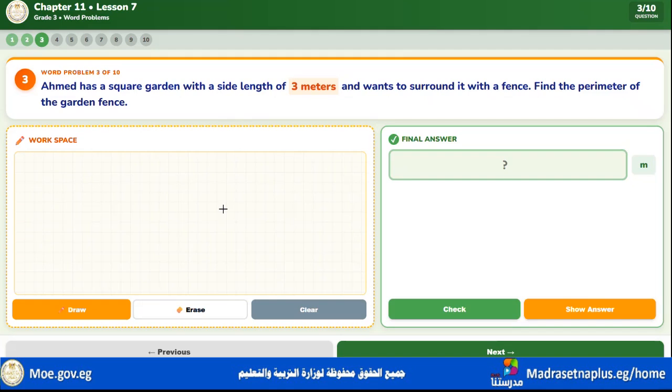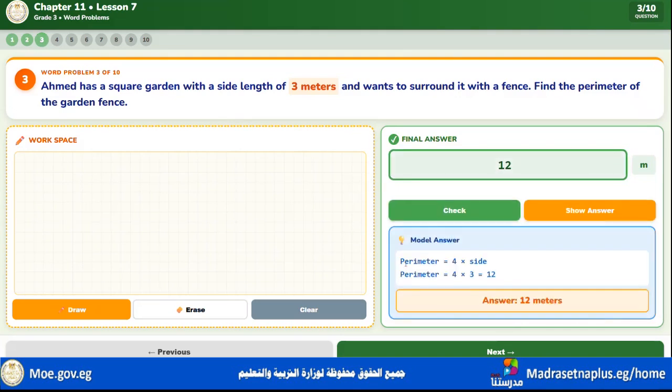Ahmed had a square garden with a side length of 3 meters. He wanted to surround it. Yeah. He wanted to create a fence around it. So surround means what? It means perimeter. It's easy. Perimeter of a square, its side is 3. 3 times 4 equals 12. Yes, perimeter is 4 times side. Side is 3. 4 times 3 equals 12.